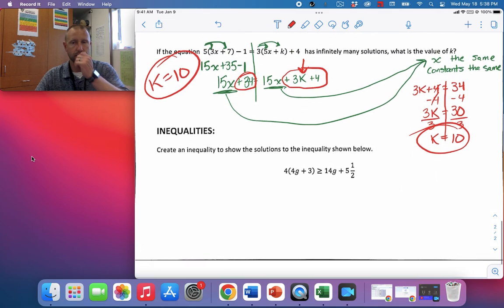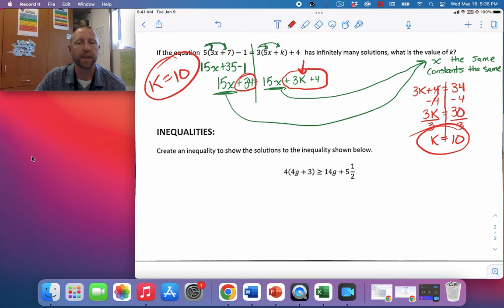All right. Last but not least. So I've got this inequality. It says create an inequality to show the solutions to the inequality shown below. Remember, when we solve an equation, our answer is an equation. I'm pointing to this one right here. That's an equation. When I solve for k and I said k equals 10, that's an equation. When we solve an inequality, we just show our answer as an inequality. So that's all it means. When it says create an inequality to show the solutions, that's how you show your answer, with an inequality sign instead of an equal sign.